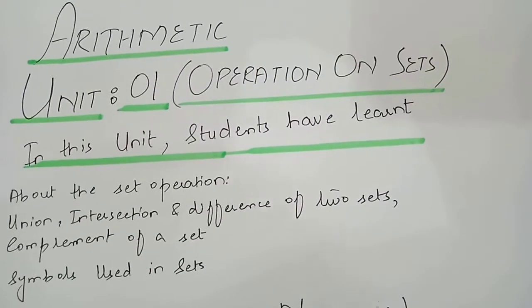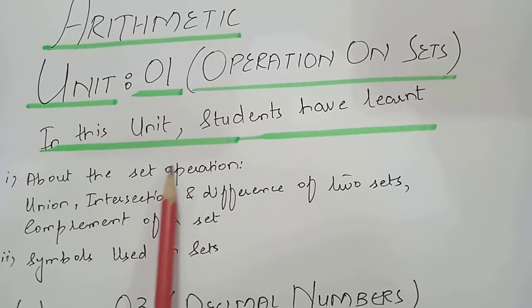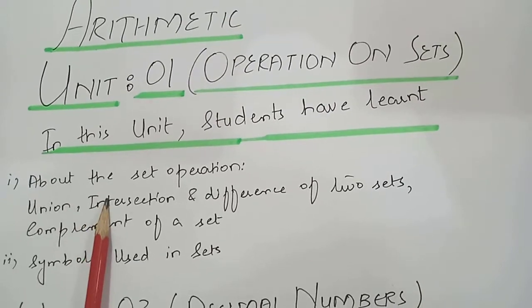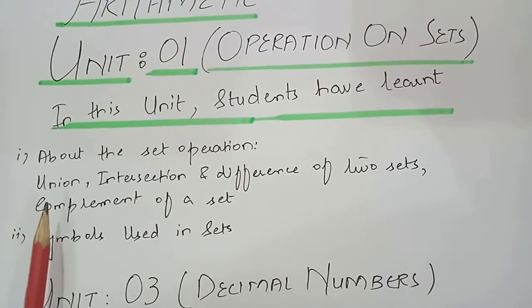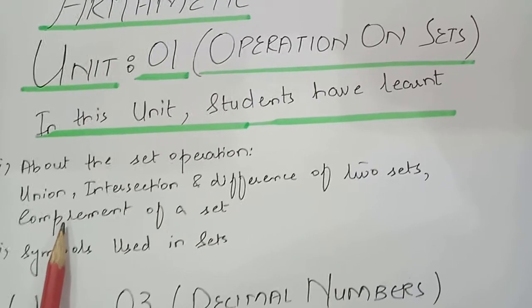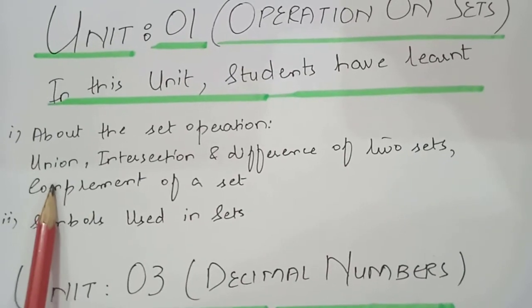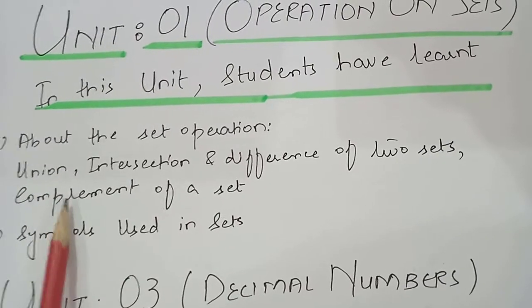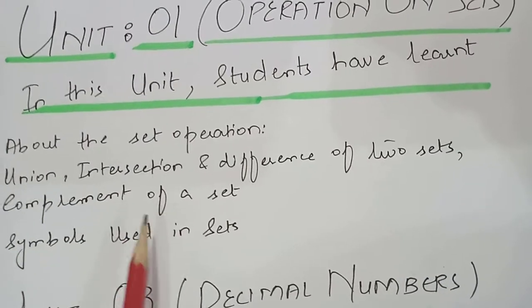Unit number 1, operation on set. In this unit, students have learned about the set operation. What is a set? A set is a group or a collection of distinct, well-defined objects. In this unit, we will learn union set, intersection set, difference of two sets.